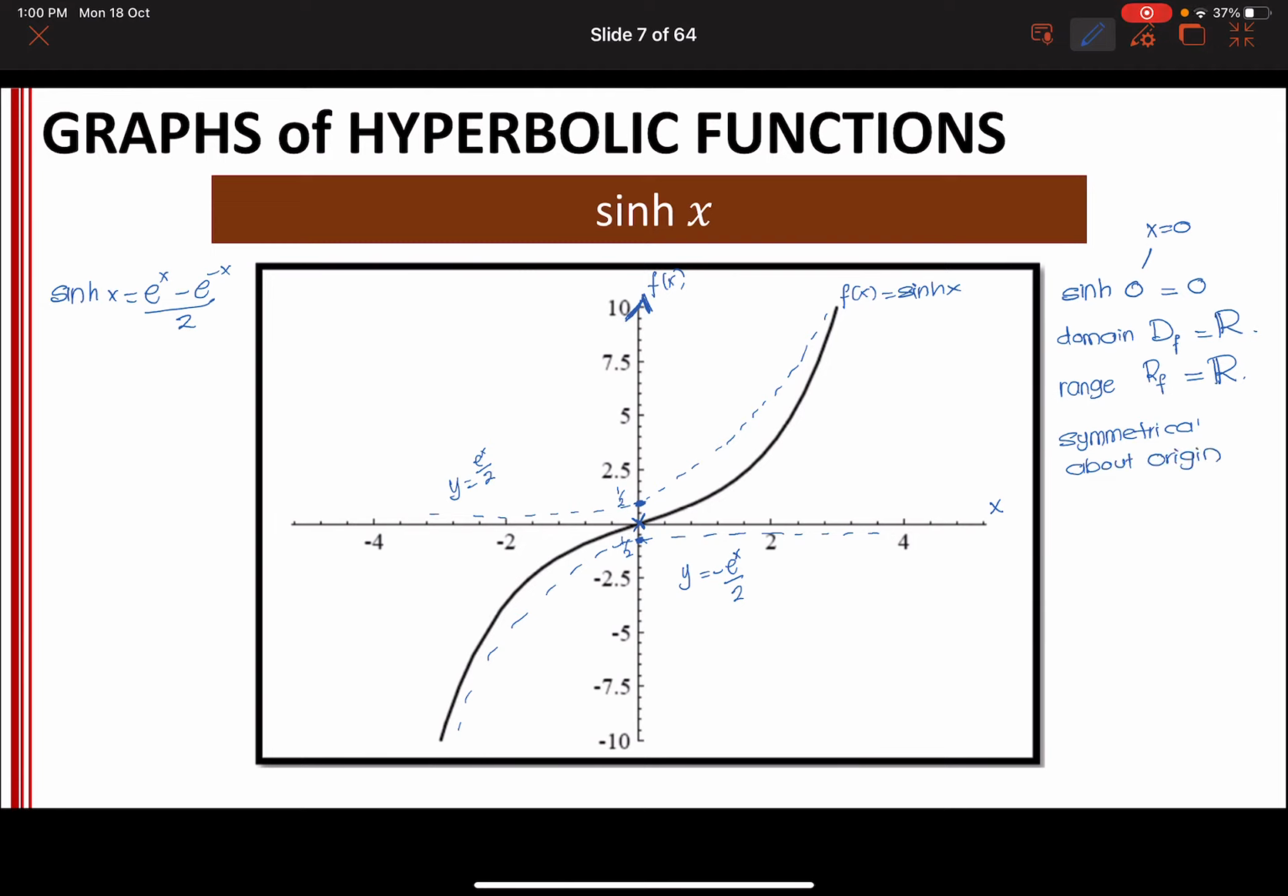Okay, symmetrical about the origin. So that means that sinh(-x) is equal to -sinh(x). And we can also see that it is a one-to-one function. So what do we mean by one-to-one?